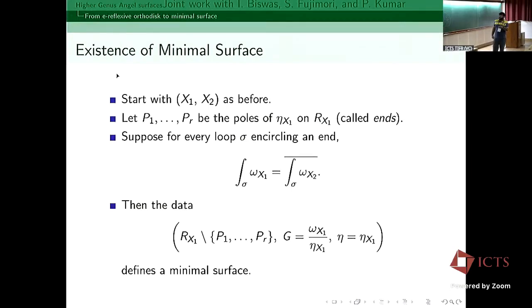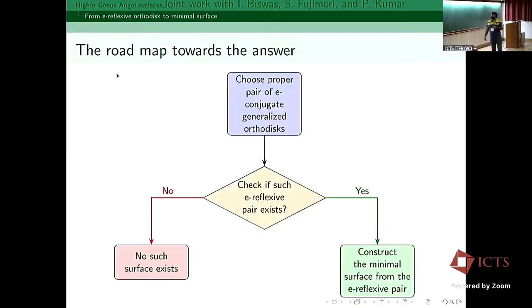Given around the ends, the period problem is automatically solved. Then this pair, where these are the poles of the form, actually gives a Weierstrass data for the genus P minimal surface. It is also a complete minimal surface with finite total curvature. Okay, so this is done. Now we have to choose a proper candidate. Then we can check if such an irreflexive pair exists or not.